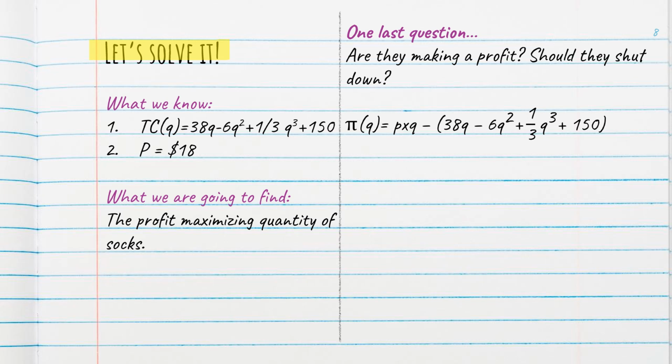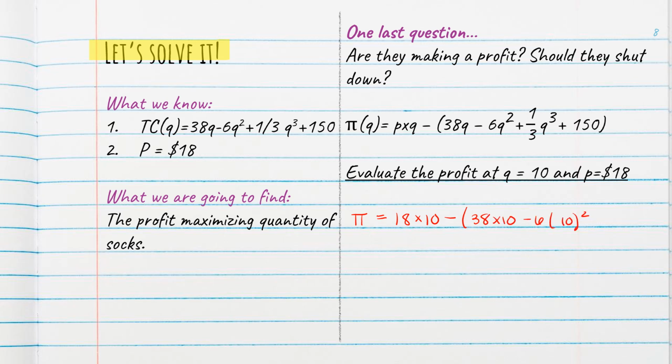Now that we've written down that profit function, we're going to evaluate it at q equals 10 and p equals 18, which is the profit maximizing solution that we found. So filling in what we know, we have that profit is equal to 18 times 10 minus 38 times 10 minus 6 times 10 squared plus 1/3 times 10 cubed, and I've run out of space, I'm going to carry down to the next line, plus 150. I knew that was going to happen.